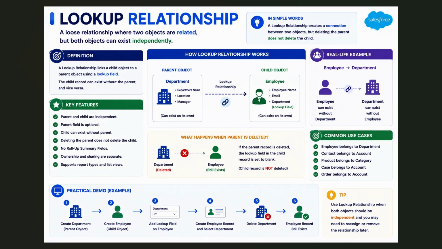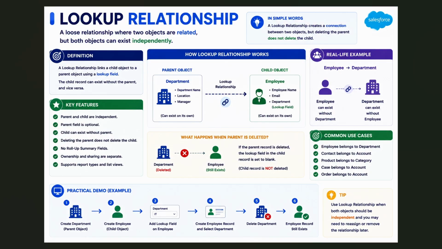Now let's start with the most commonly used relationship, the lookup relationship. A lookup relationship creates a connection between two objects, but both objects remain independent. That means each record can exist on its own. For example, suppose we have a student object and a course object. A student may have a course, but if someone deletes that course record, the student record will still exist, obviously. Only the relationship is removed. This makes lookup a loose connection.